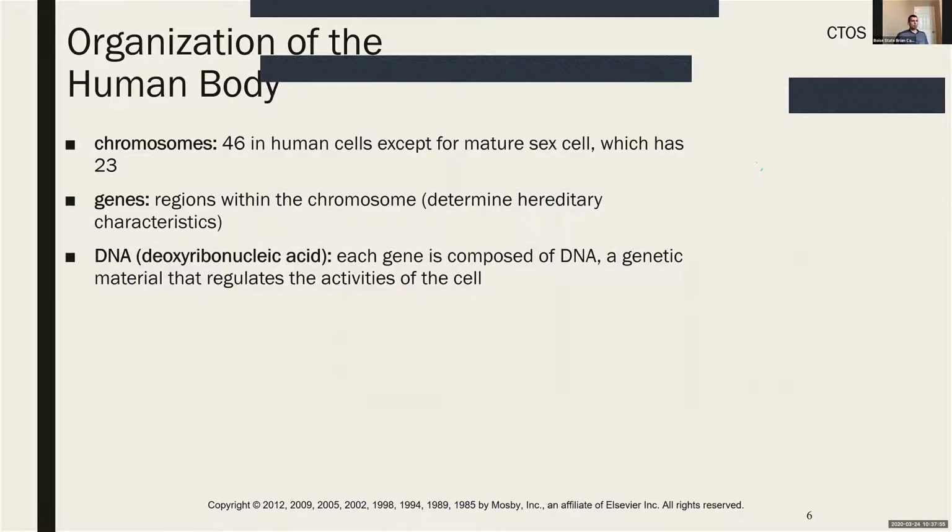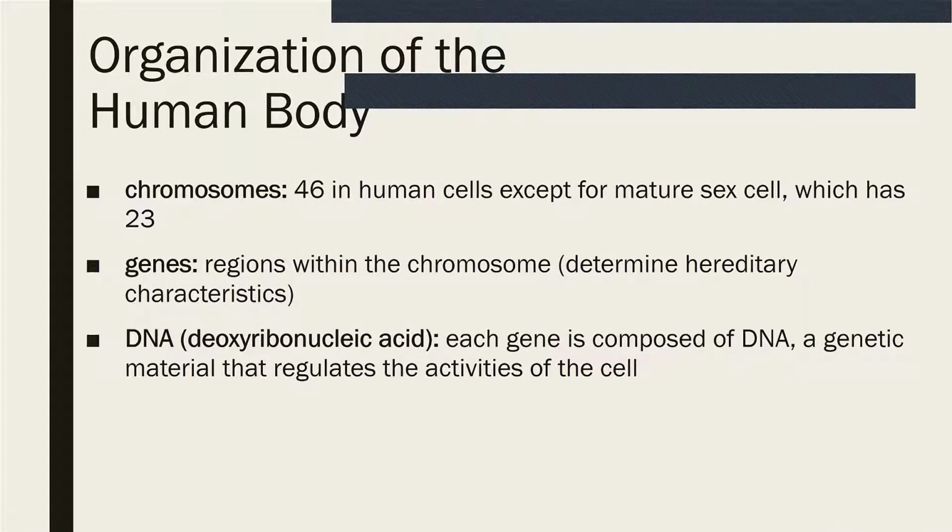Looking a little more at the chromosomes, there are 46 in all human cells except for the mature sex cells, which only have 23. They only have 23 because they're eventually going to pair up with another sex cell from the opposite sex to make a full cell of 46, which will then replicate and grow into a full-sized human being.